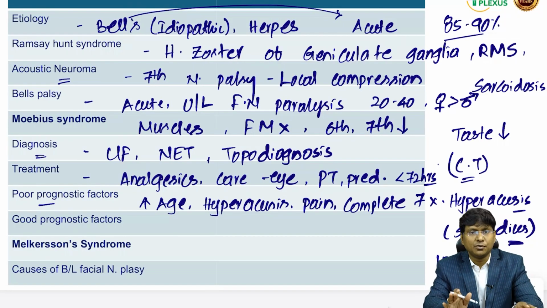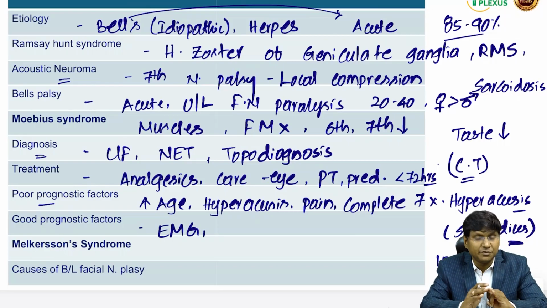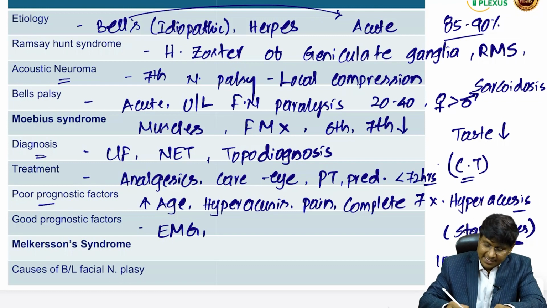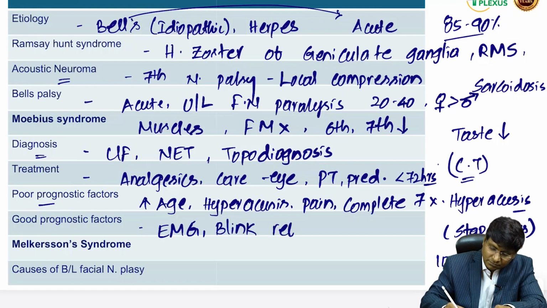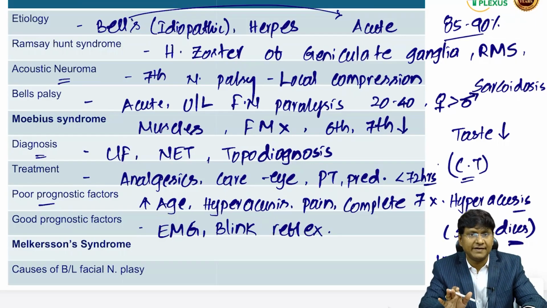So these are the poor prognostic factors. And good prognostic factors are preservation of the reflexes on electromyography, and a measurable blink reflex. So these are the good prognostic factors.